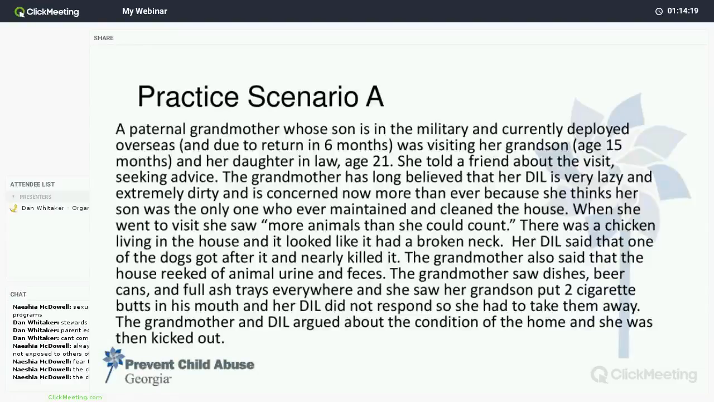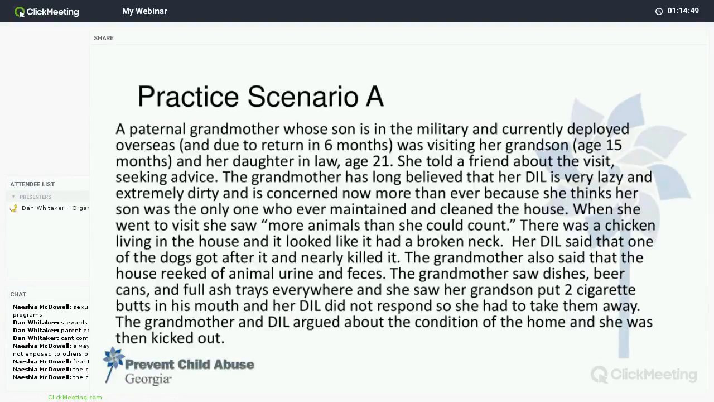Now I just wanted to briefly go through some of the practice scenarios that I like to use. In your training manual, scenario A is based on a paternal grandmother whose son is currently away on active duty, and the daughter-in-law doesn't seem receptive to help. There's a lot of uncleanliness and disarray in the house, and there is a young toddler at home who's 15 months. And I like this scenario because you can change it up a lot.